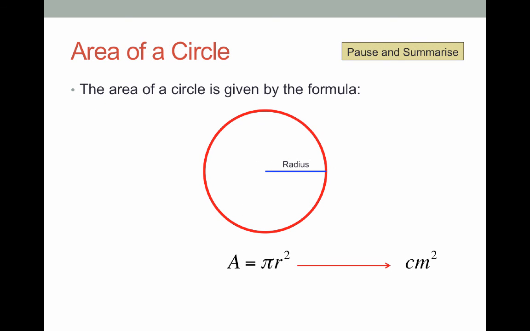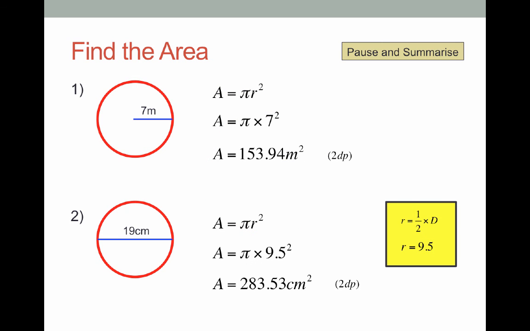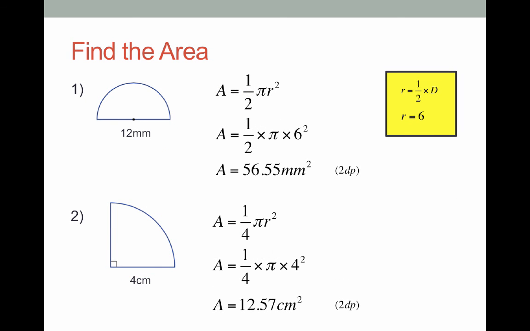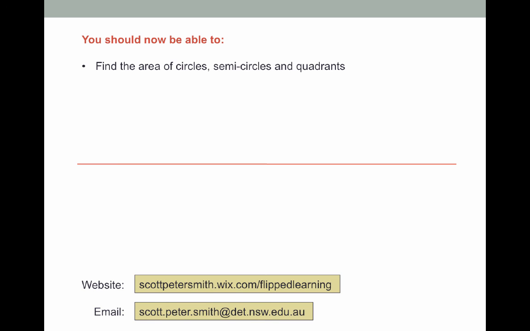What I'd like you to do now is pause and summarize the screen, which gives you the formula for the area of a circle, as well as the 4 examples that I went through in this video. And that's it. Hopefully now you understand how to find the area of a circle using pi r squared, as well as how to find the area of semicircles and quadrants. Good luck.